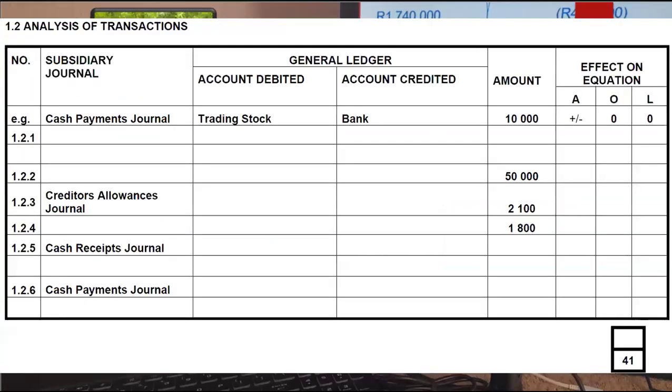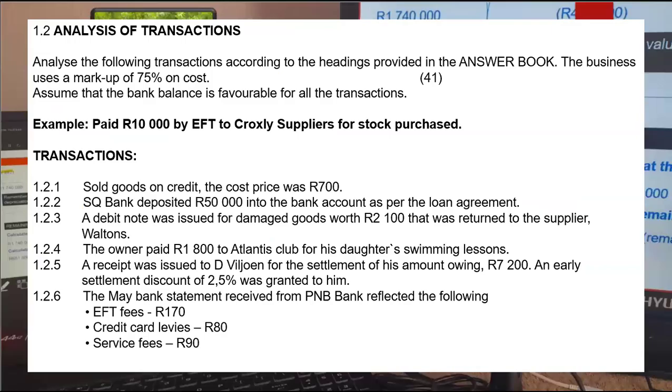1.2 requires to prepare the analysis of transaction, i.e., the accounting equation. And we need to analyze the following transaction according to the headings provided in the answer book. The business uses a markup of 75% on cost. So you will have to highlight that 75% on cost. So that is the markup that we're simply using. Assume that the bank balance is favorable for all transactions.